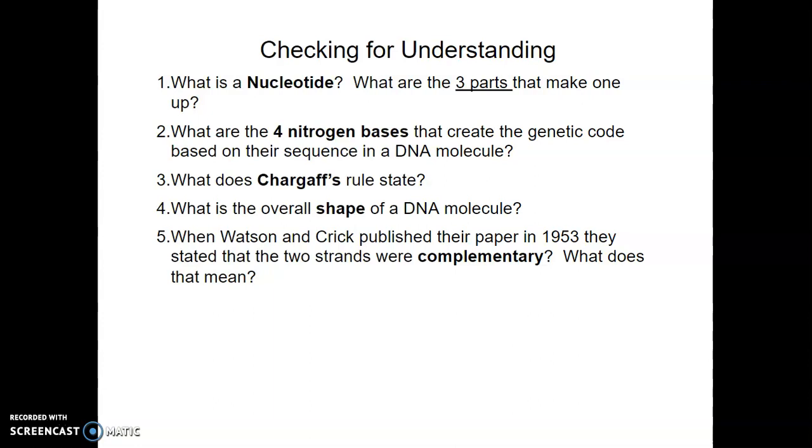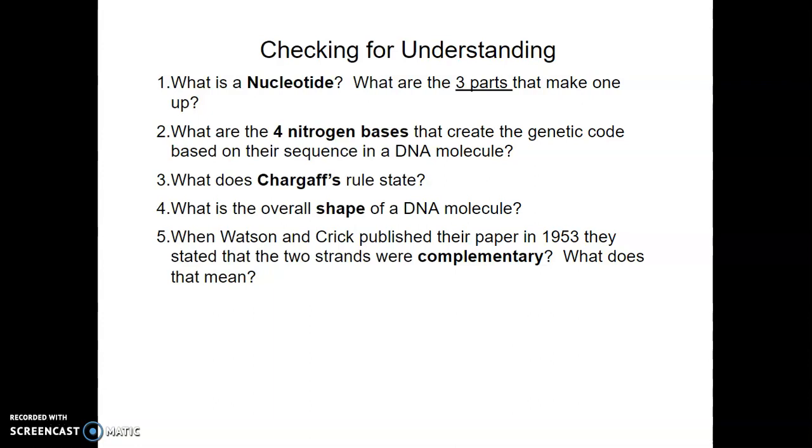Overall shape, it's a double helix. Double because there are two sides, helix because it wraps around itself. When Watson and Crick first published their paper in 1953, they said the two strands were complementary. What does that mean? It means they always connect together in the same way, according to Chargaff's rules. A to T, C to G. They're always going to link up that way. They can only link up that way. You'll never see an adenine and a cytosine linking together. It's always going to be apple in the tree, car in the garage.